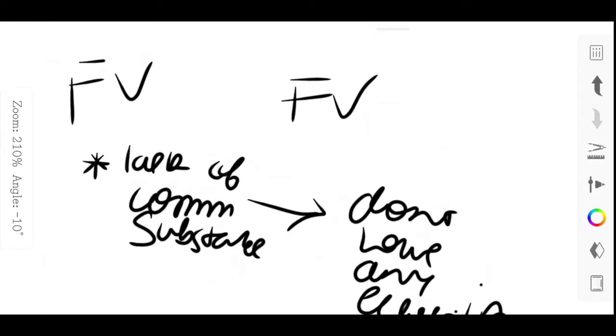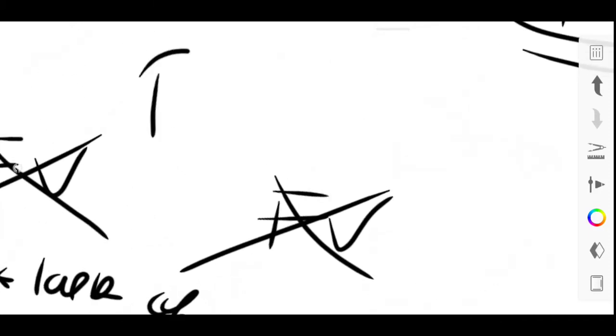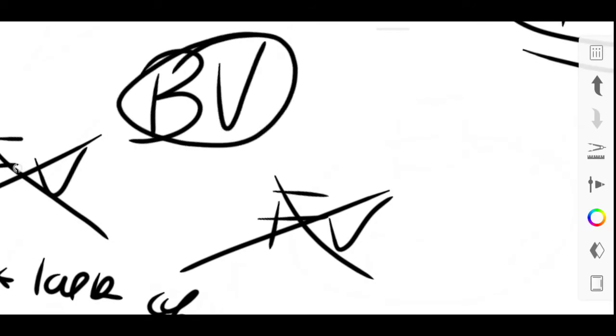In this case, this face value becomes irrelevant. So if there is a lack of commercial substance, face value gets cancelled and the remaining we consider on the book value. That's it. So these were the 5 cases.